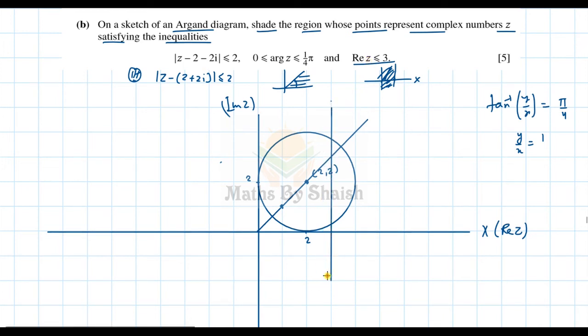So this line, I'll take the line segment only because I cannot draw the complete line now, and here we can see what we need to shade. So we have this shading part, and the circle, inside the circle. So altogether if we shade, we'll get this region. This is the required region.